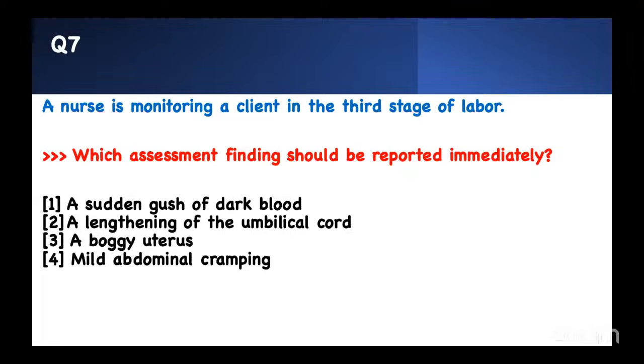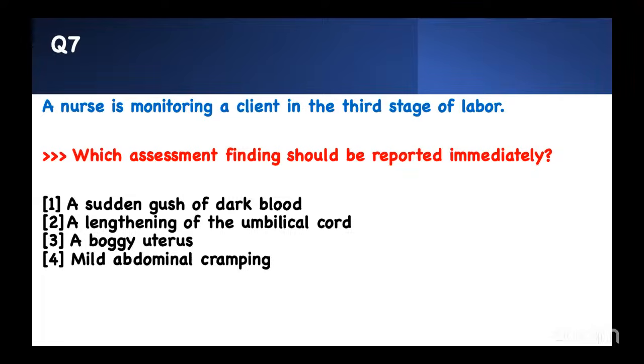Test taking strategy: go for the buzzword. Stage 3. Ask yourself, what happens in stage 3? That's the first thing. In stage 3, I've got to deliver the placenta. That is the key aspect of stage 3. That means I've delivered the baby, and now I've got to deliver the placenta. Then you ask yourself, what condition should be appropriate? Should I look for safe delivery of the placenta? That is the content. If you've never heard this before, this is content.